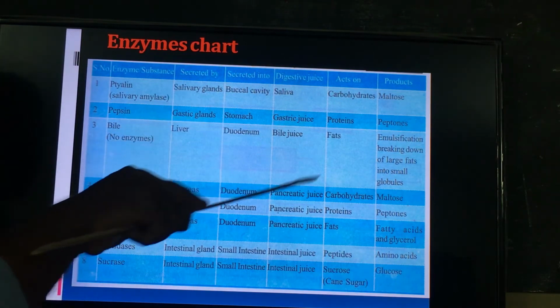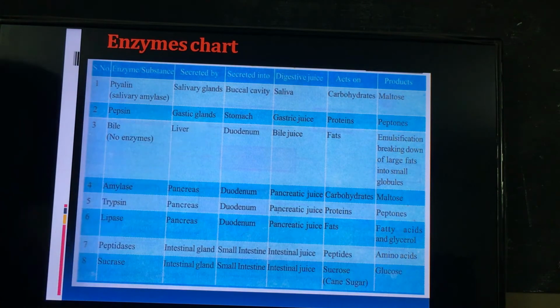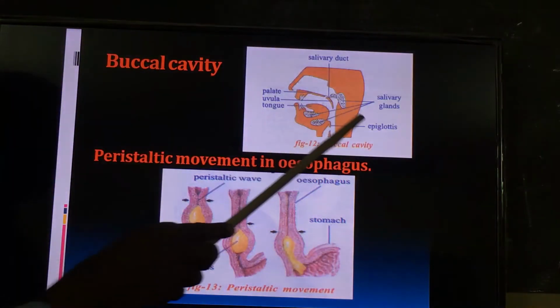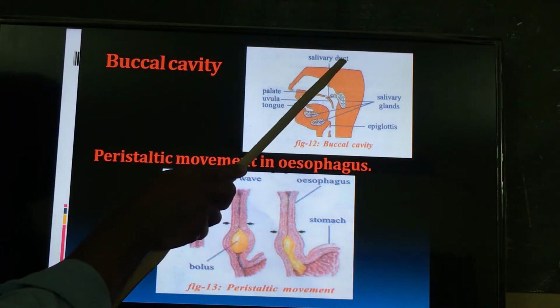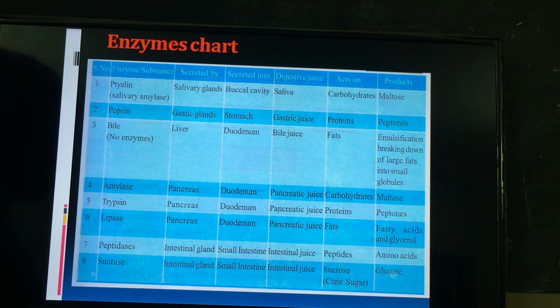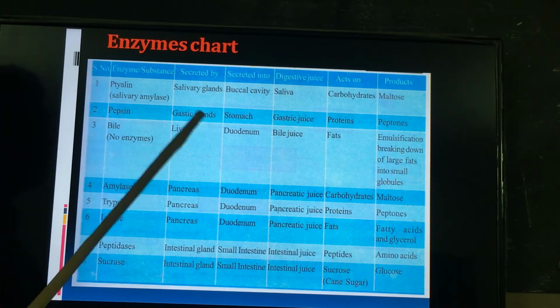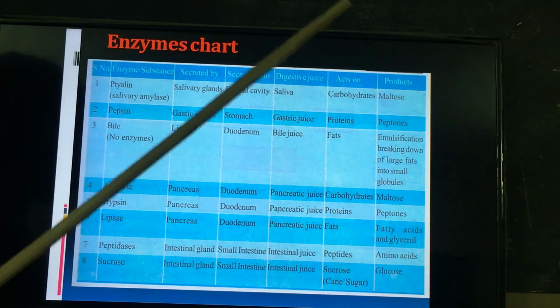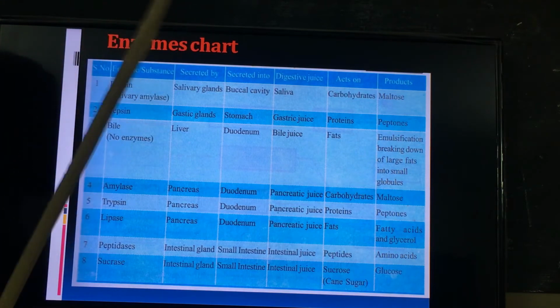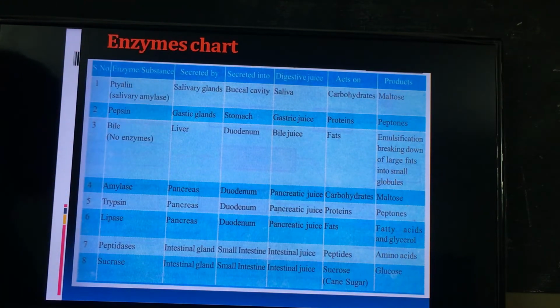So these are all the enzymes which are released from glands known as duct glands, exocrine glands. See here, if you observe, glands have ducts, like the salivary duct. Duct means tube. This tube helps to carry enzymes from one place to another place. The glands of the human digestive system are exocrine glands. Why? Because they have ducts.